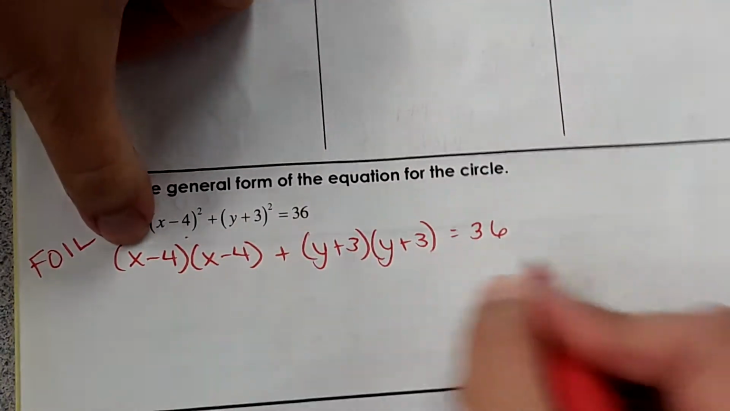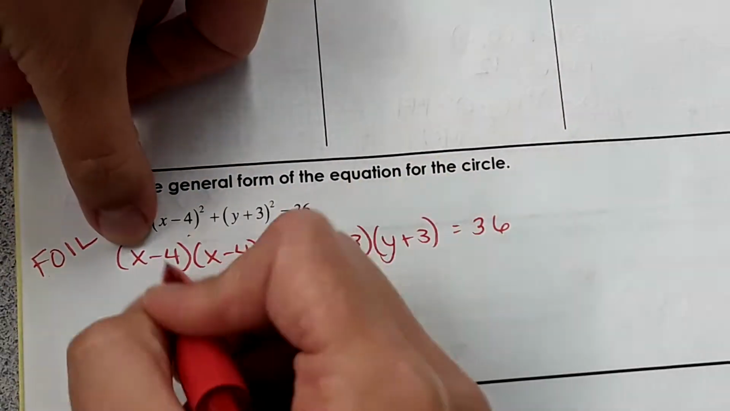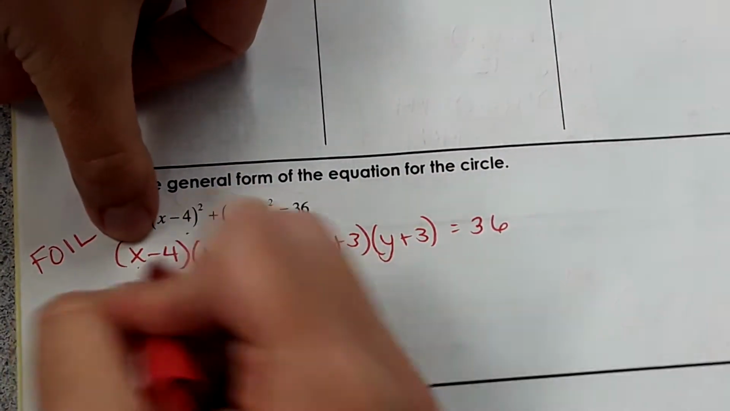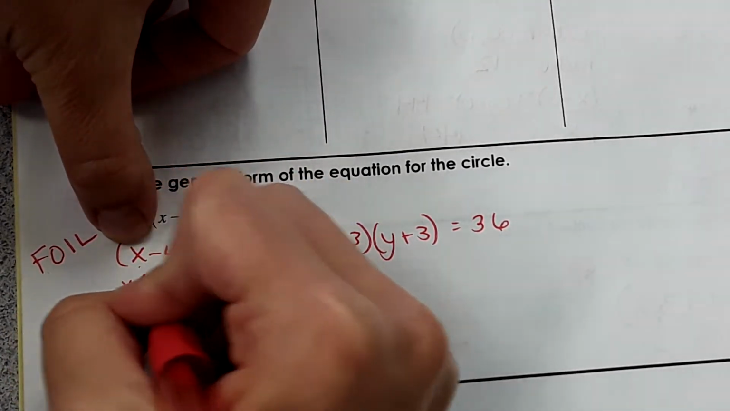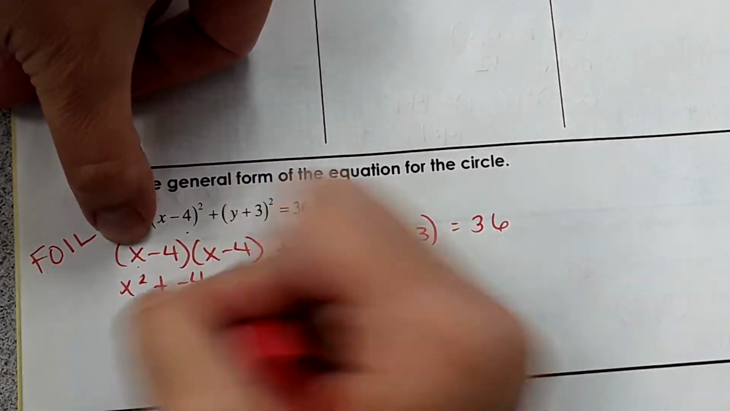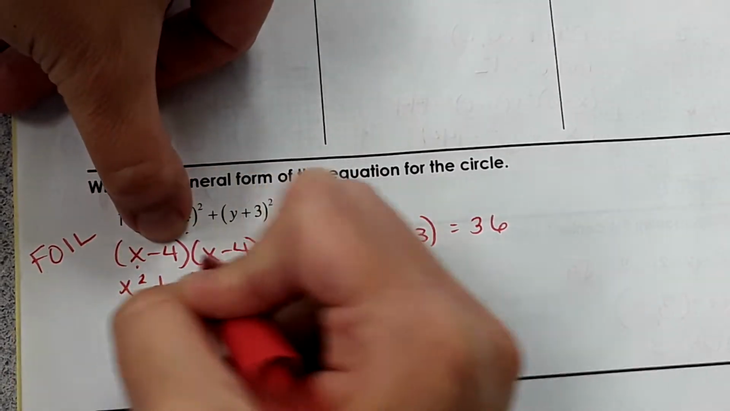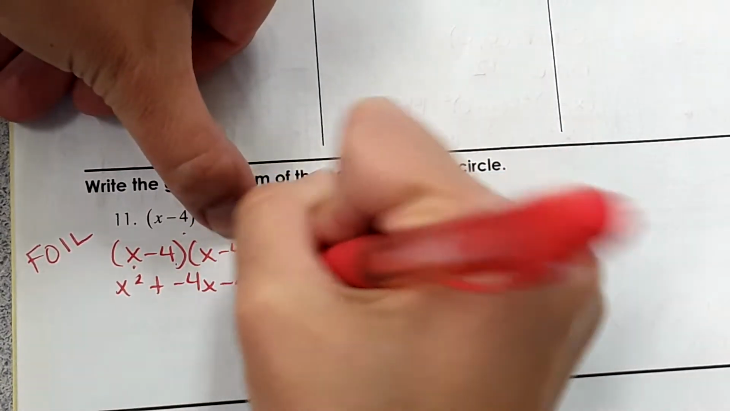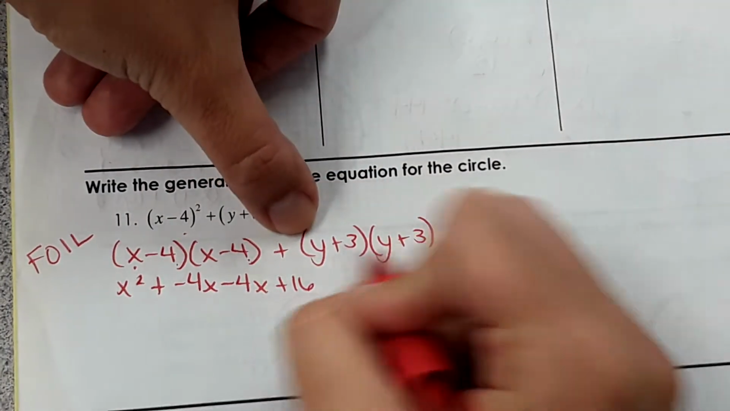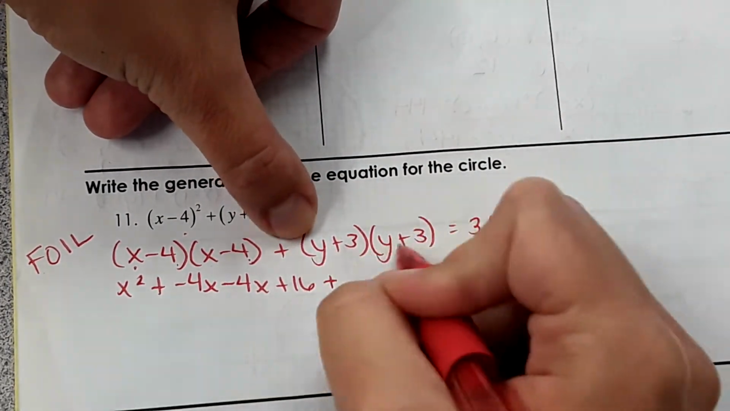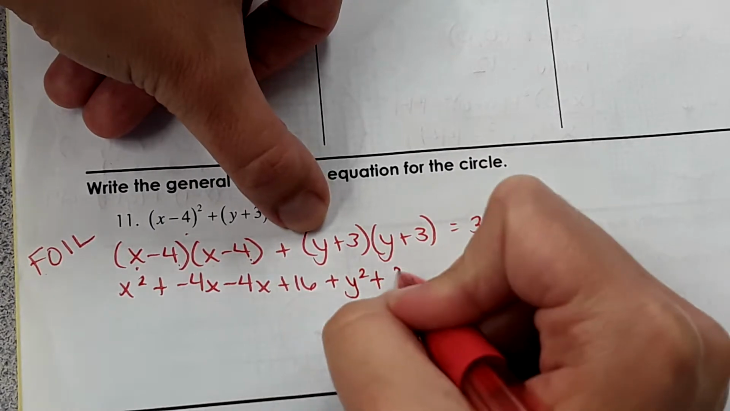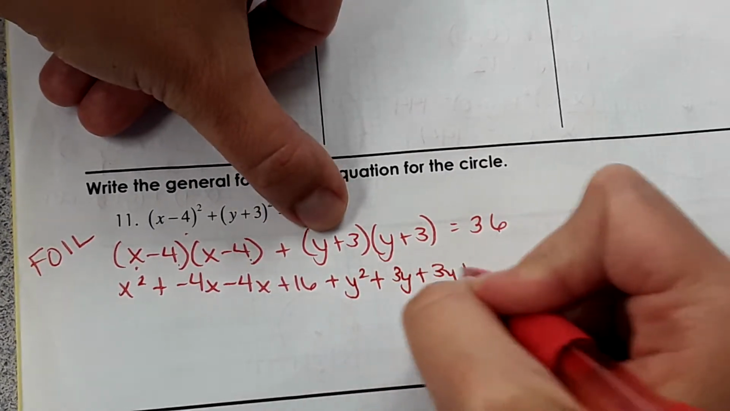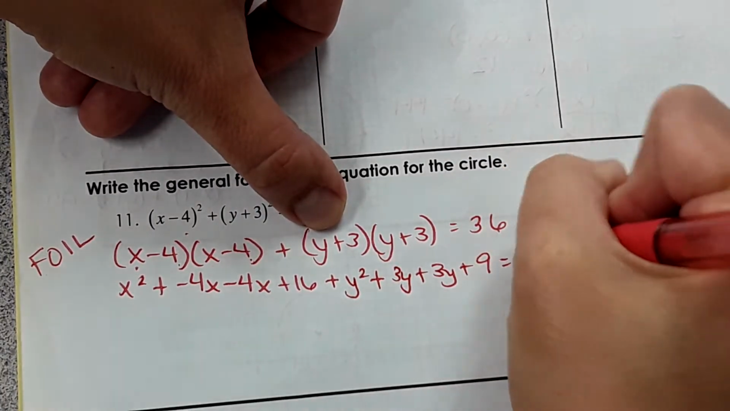So right here we're going to FOIL. FOIL stands for first, outside, inside, last. So multiplying the first term, x times x is x squared. Outside, negative 4x. So I did negative 4 times x. Inside, negative 4x. And then last, negative 4 times negative 4 is 16. Then I'm going to FOIL this as well. Y times y is y squared. 3y plus 3y plus 9 equals 36.